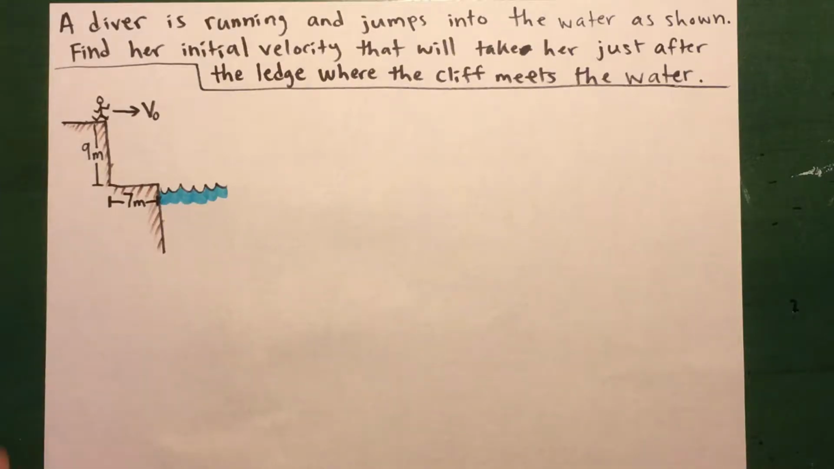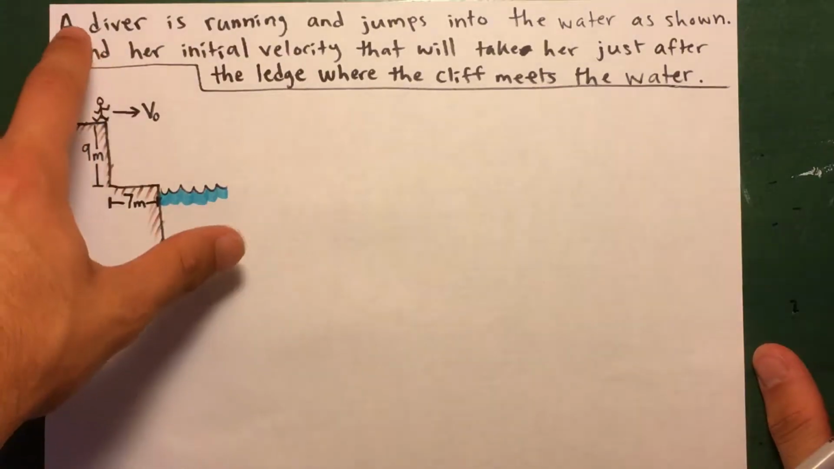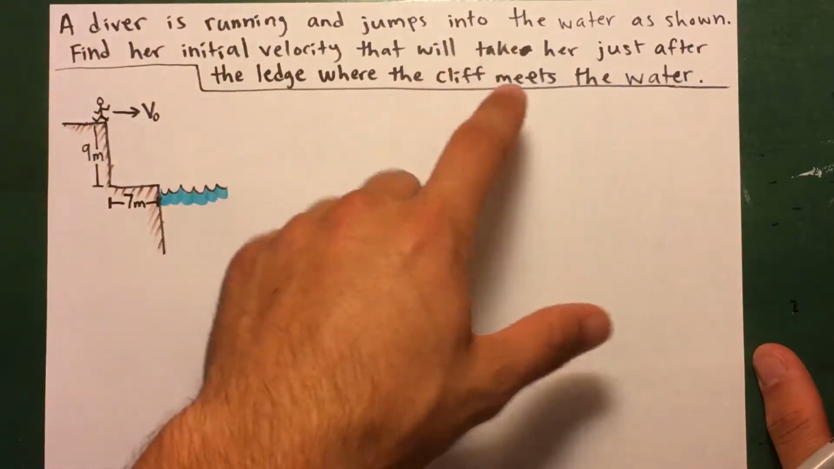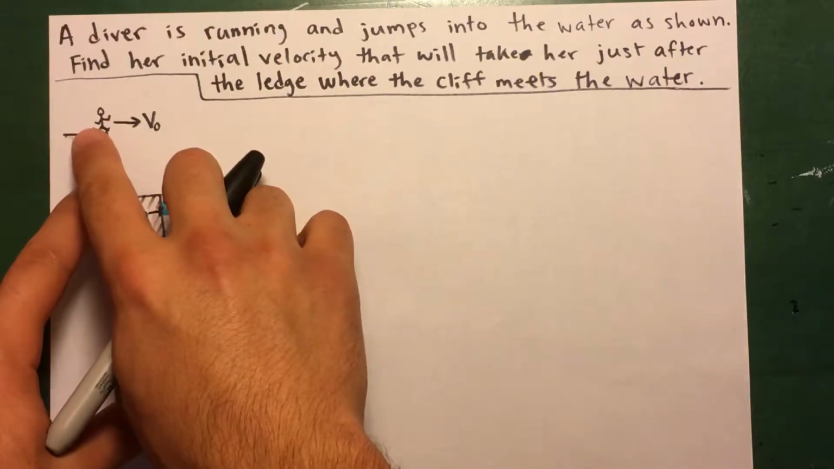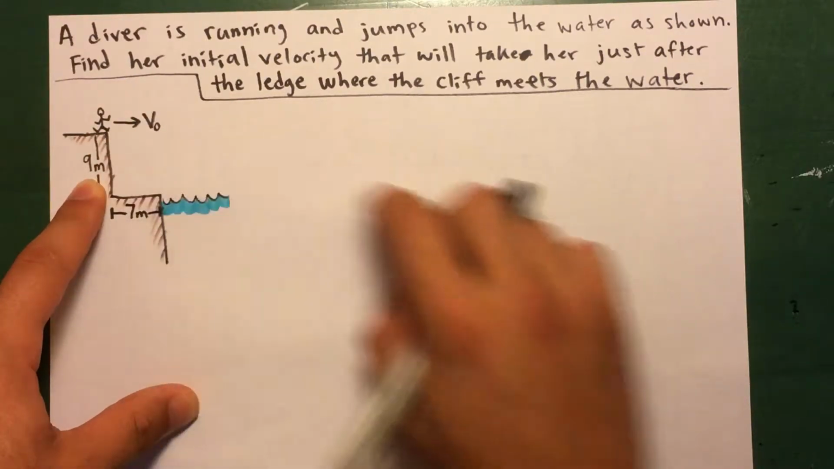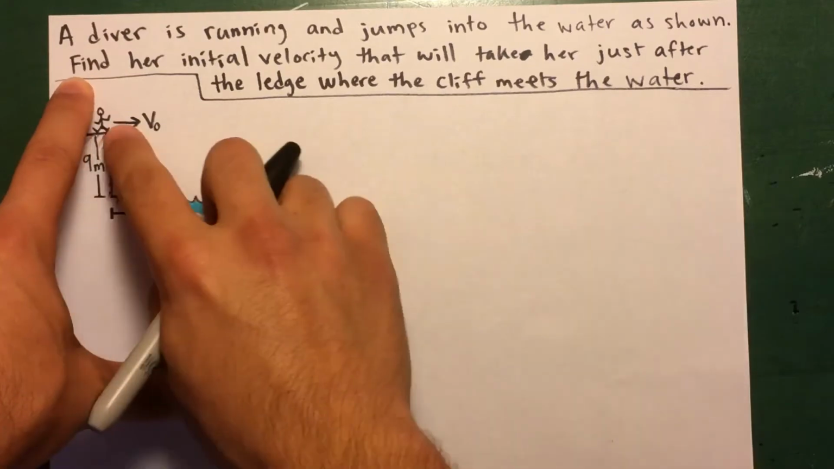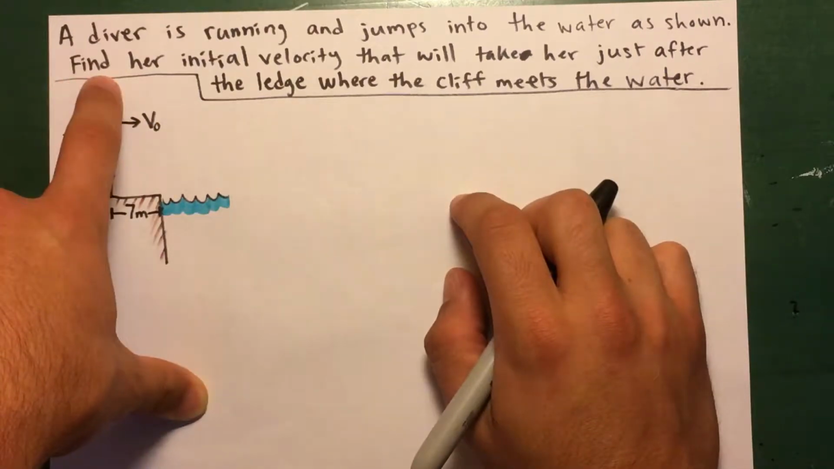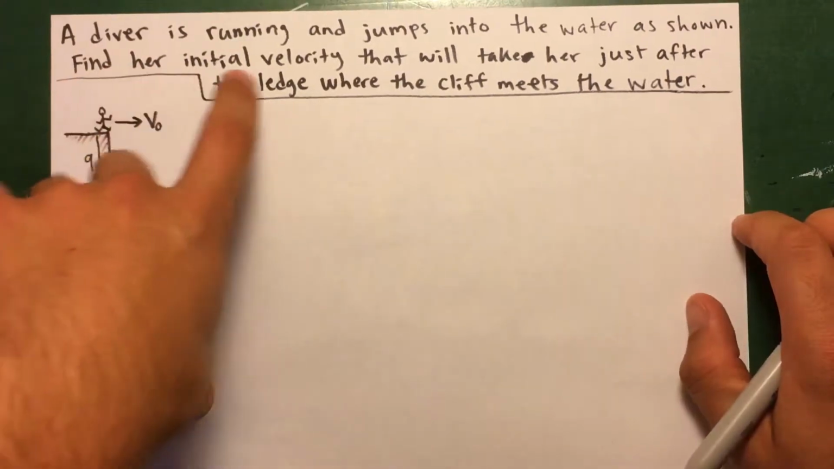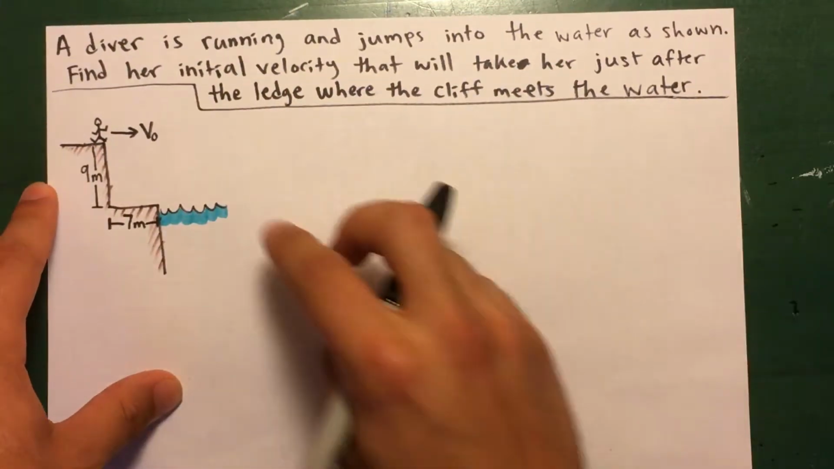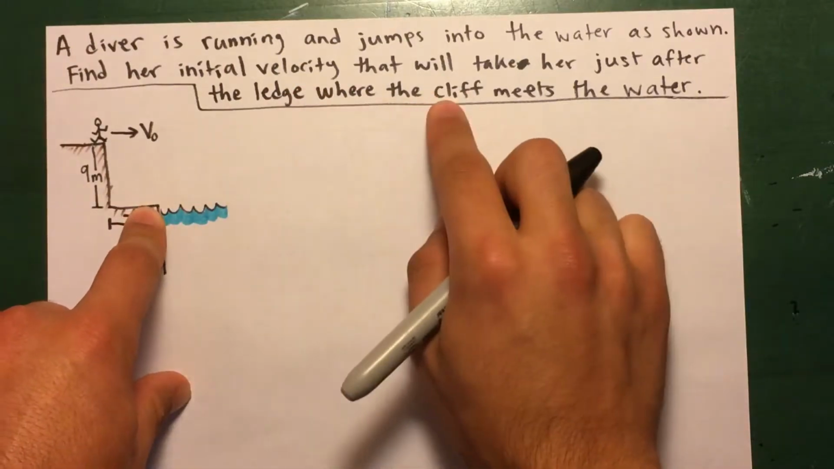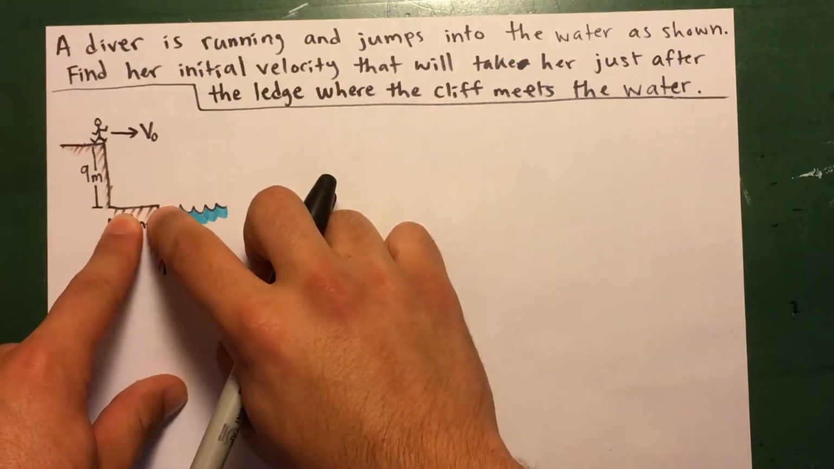Hey everybody, in this video I'm going to do a problem on projectile motion, so let's get right into it. We're given that a diver is running and then jumps into the water as shown in this figure. The diver has initial velocity in the x direction, and we're being asked to find her initial velocity that will take her just to the point where the cliff meets the water at this ledge right here.